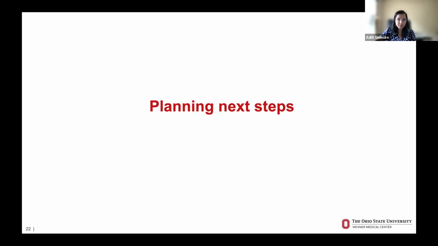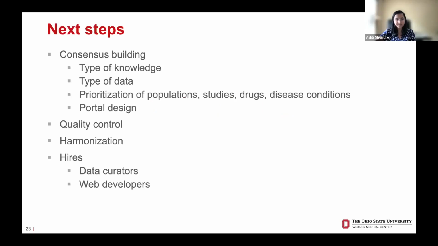And I guess the next steps, which would be part of the user input and feedback discussion as well, the hope is that we go through a consensus building exercise, talk to all the subject matter experts to get an idea of what kind of knowledge and data they're hoping to see in the knowledge base, prioritizing what kind of population studies and drugs they want to see, and then talking about the portal design itself. And of course, there are issues with the knowledge base, looking at quality control and then harmonization. And in the end, we're hoping to hire folks. We're looking at hiring 2 data curators at this point, and then at some point in the future to hire web developers.